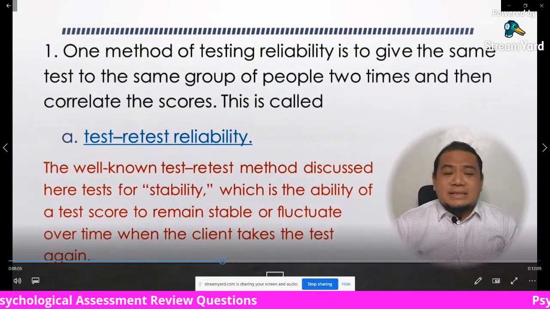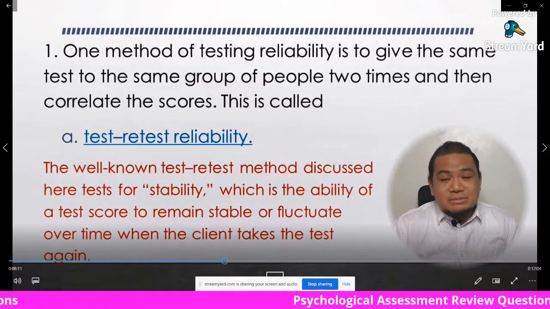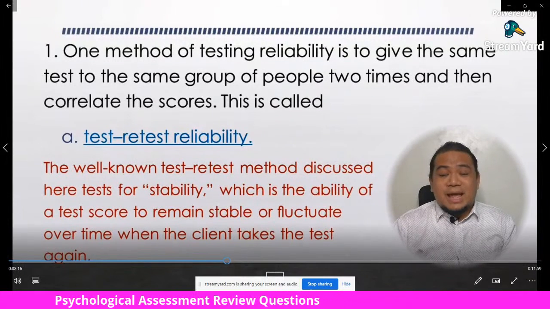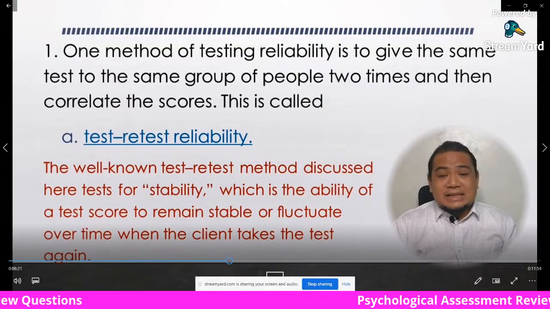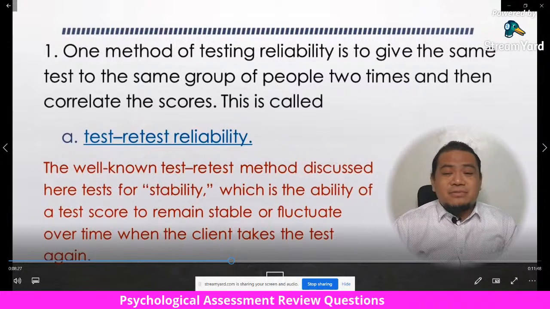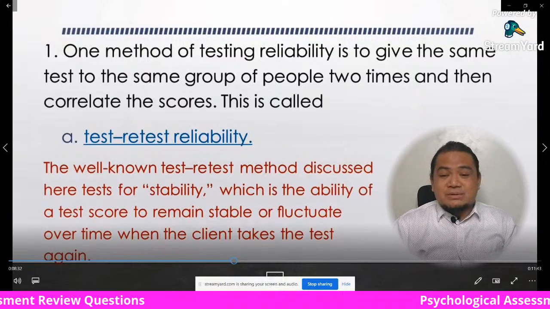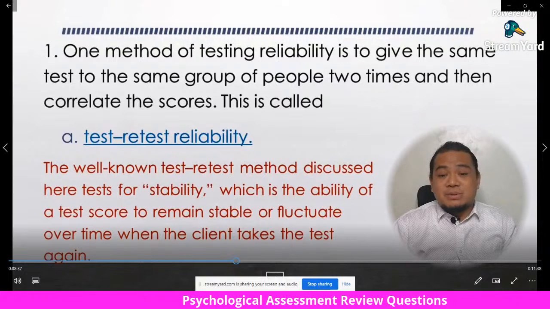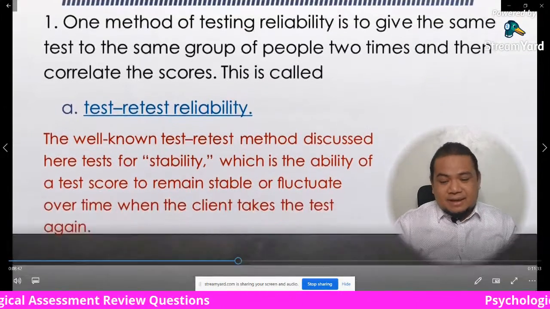The well-known test-retest method discussed here tests for stability, which is the ability of a test score to remain stable or fluctuate over time. When the client takes the test again, when using the test-retest paradigm, the client generally takes the same test after waiting at least 7 days. The test-retest procedure is only valid for traits such as IQ, which remains stable over time and not altered by mood, memory, or practice effect.